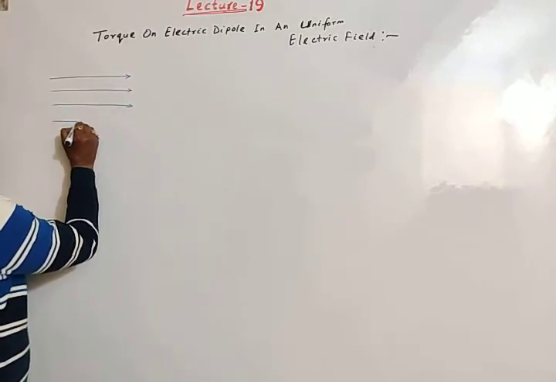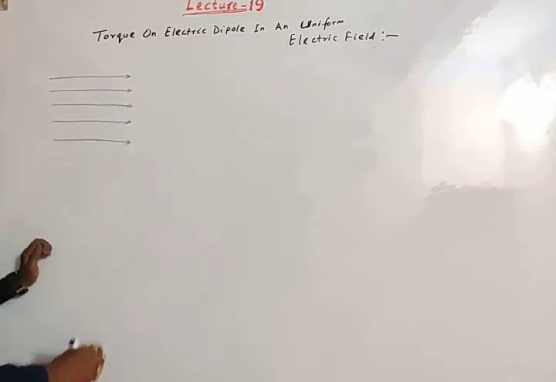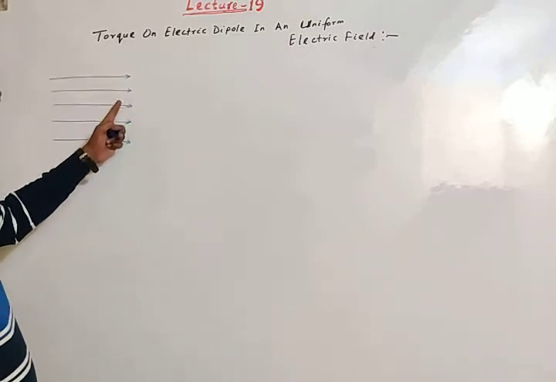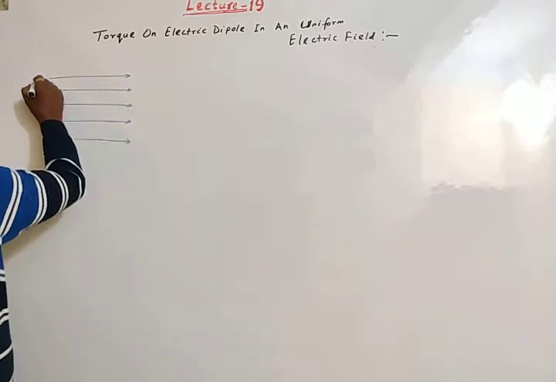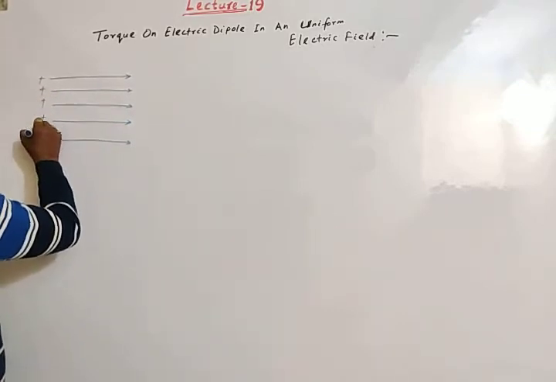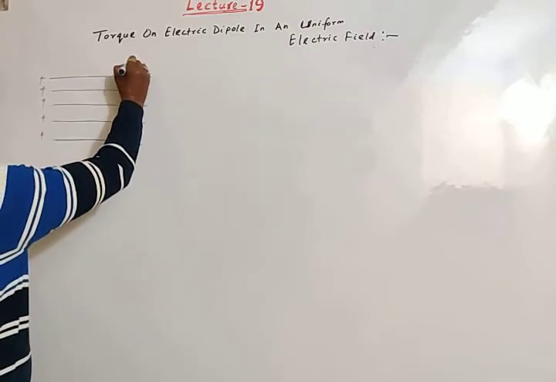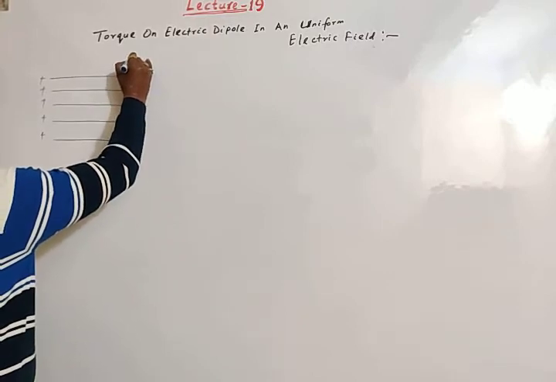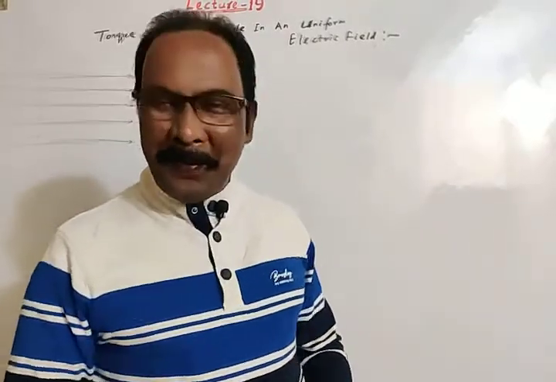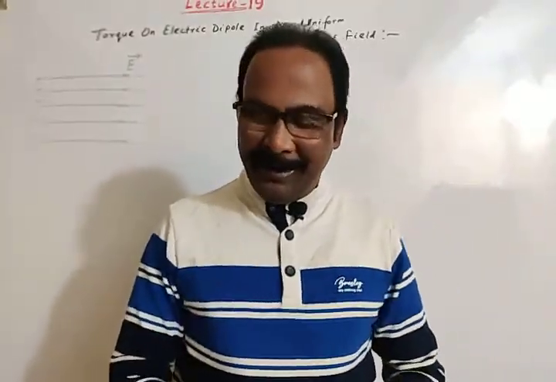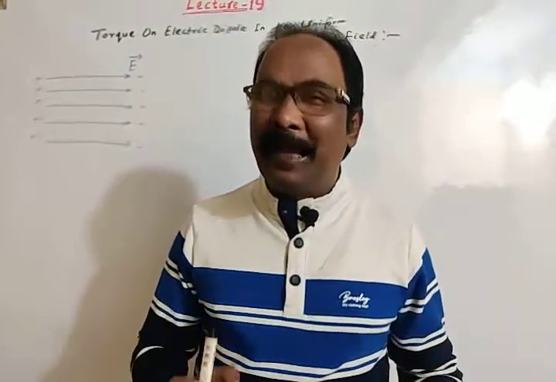These are electric field lines, and as we have discussed, electric field is uniform if the electric field lines are parallel and equidistant. Again, the direction of electric field lines is from positive to negative. This represents a uniform electric field and the strength or electric field intensity is E, electric field vector E. Let's place an electric dipole in the uniform electric field.